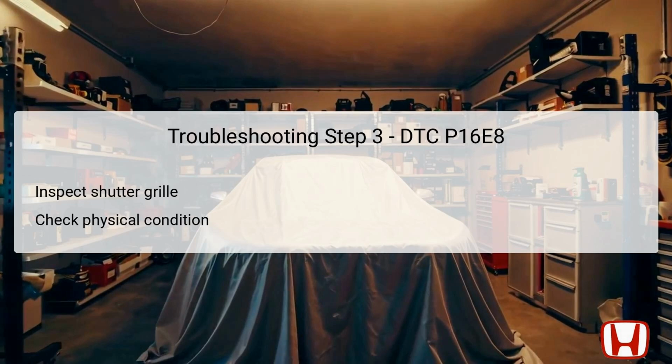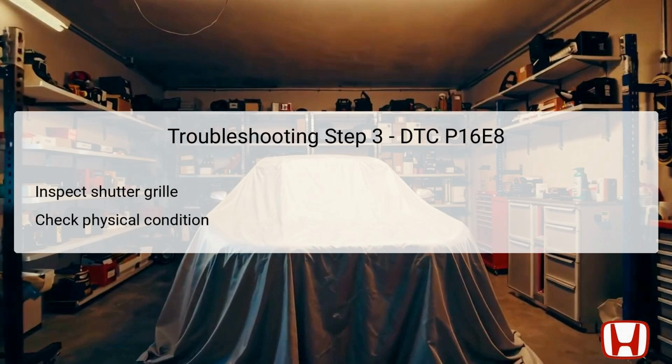The third step involves inspecting the shutter grille itself. Technicians must assess both its physical condition and functionality. Since there is no direct method to test the shutter grille, a visual and functional inspection is required. Look for any signs of obstruction, damage, or operational failure that might prevent the grille from moving as intended.